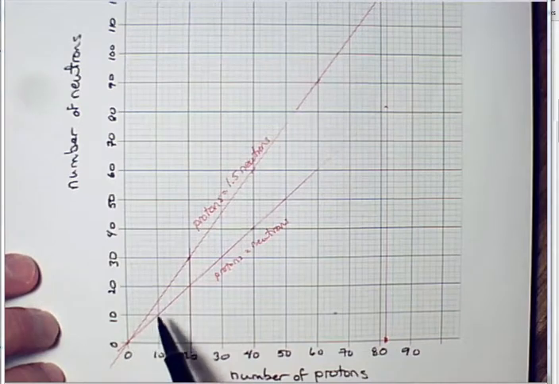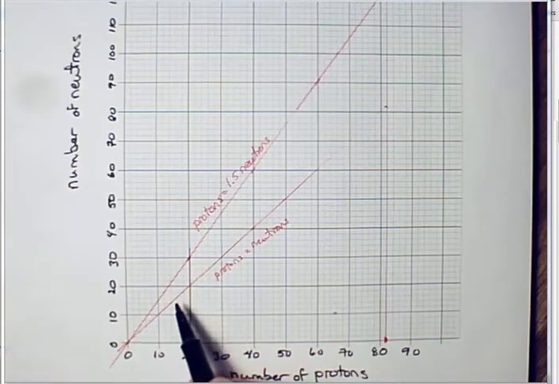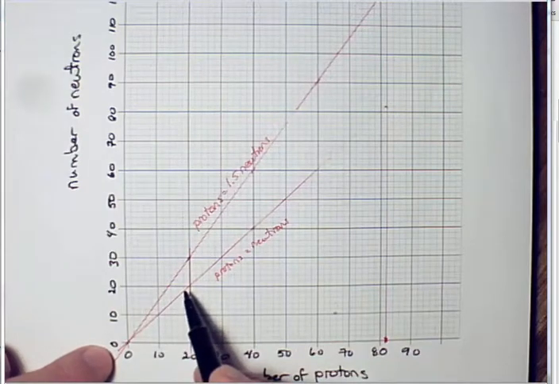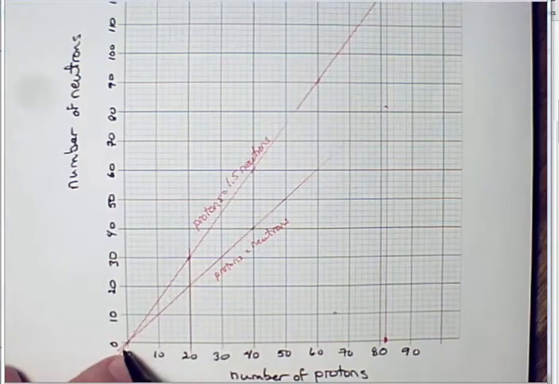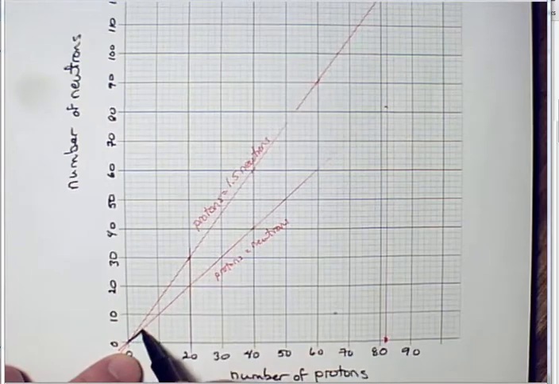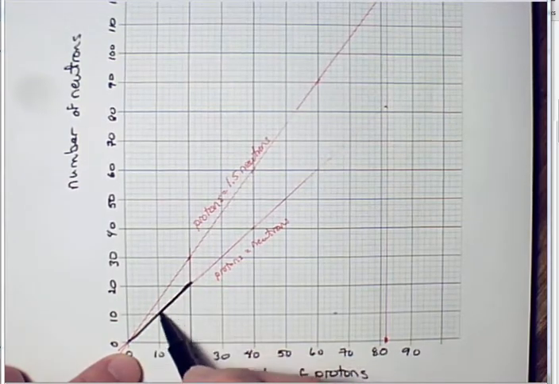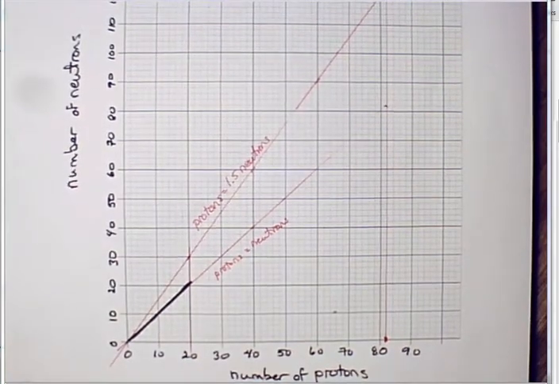So, stable isotopes up to element number 20, that is by atomic number. Element number 20 is calcium. Up to about calcium, proton number 20, stable isotopes are close to equal numbers of protons and neutrons. So it will be on this protons equals neutrons line. So stable isotopes follow this line pretty much up until element number 20.